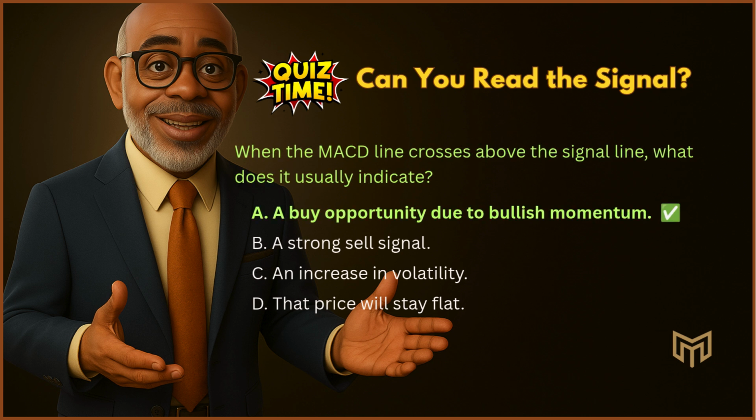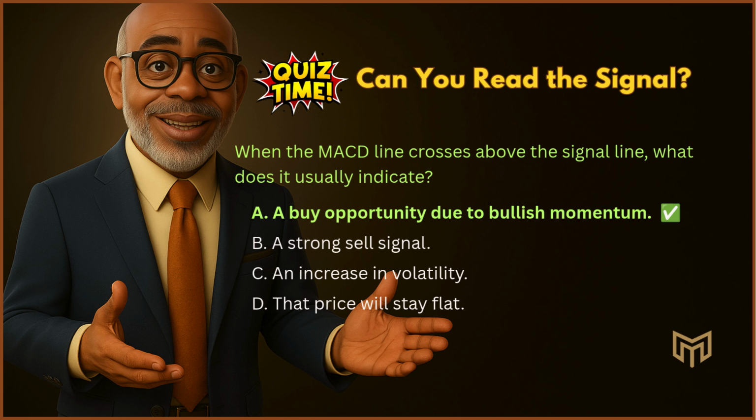The correct answer is A, a buy opportunity due to bullish momentum. When the MACD line crosses above the signal line, it's telling you that upward momentum is building. That's the market saying conditions may be shifting in favor of the bulls. If you chose B, a strong sell signal, it's actually the opposite. When the MACD line crosses below the signal line, that's when you start watching for bearish momentum. Don't flip those two.